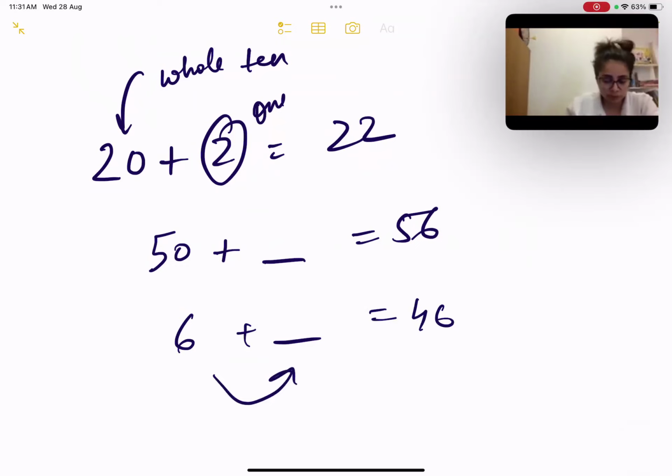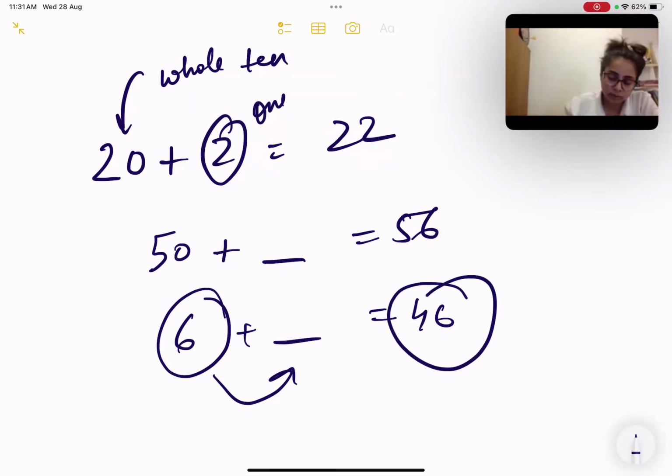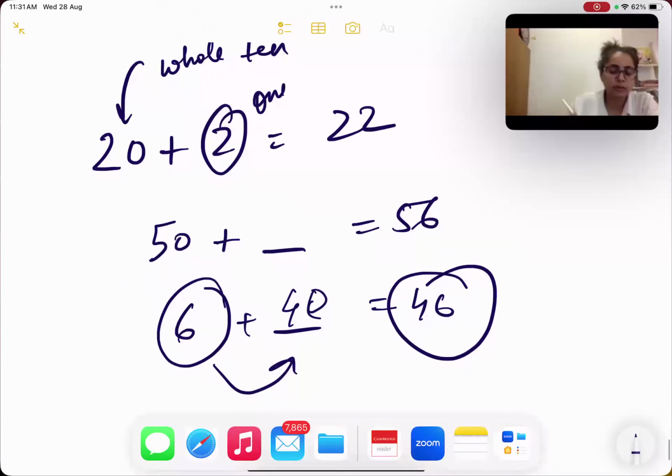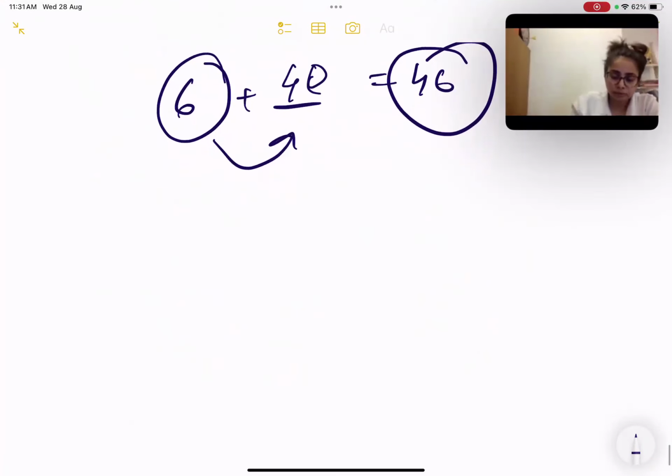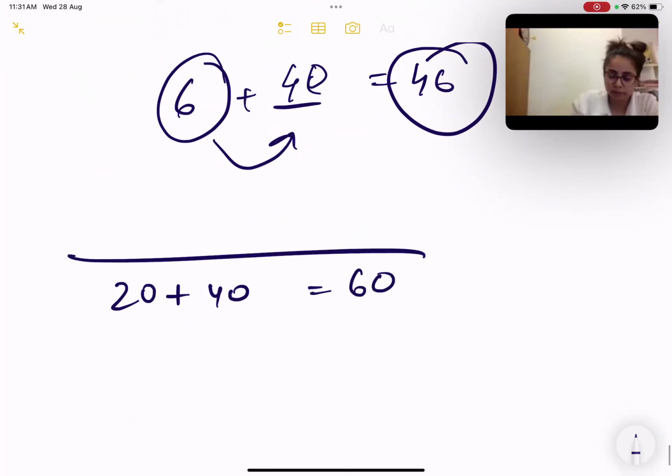They have to just think that they have 6 rupees. How many more do they need to make a 46? So they are going to say 40. It will take some time. Use manipulatives wherever it is required. After they do this, just check if they are familiar with this concept, this equation.